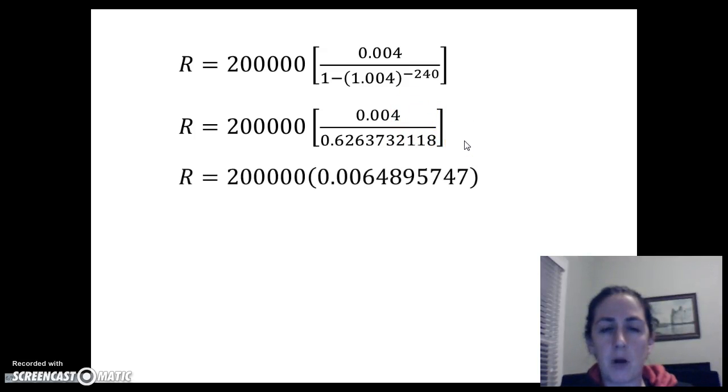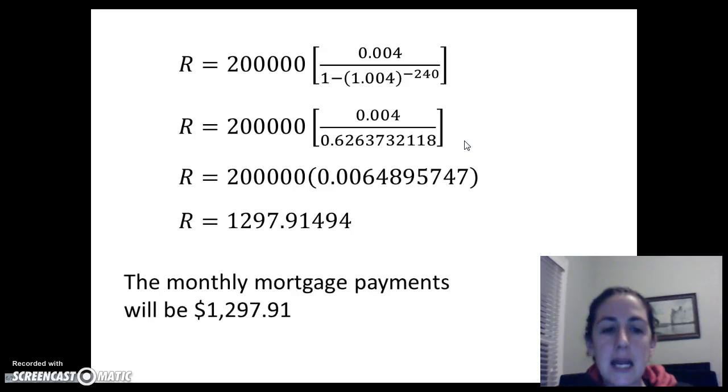And now you're ready to multiply and distribute that 200,000 in. And you get 1,297.91494. Now R represents his equal payments, which we refer to as his mortgage payments. So turn that into dollars and cents. He has to pay $1,297.91 every month. That's his monthly mortgage.